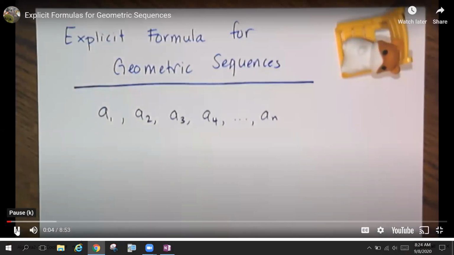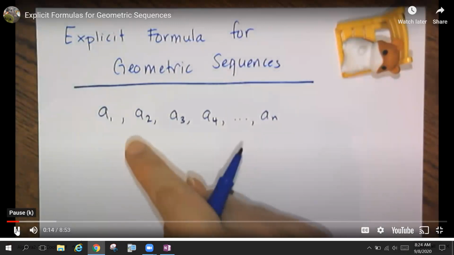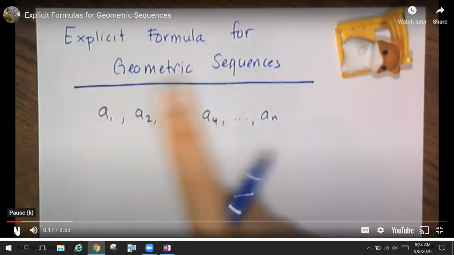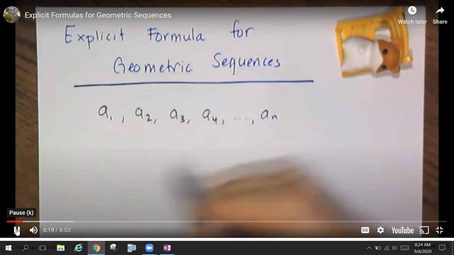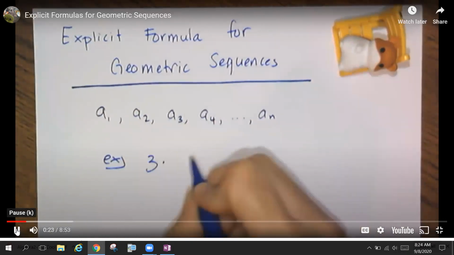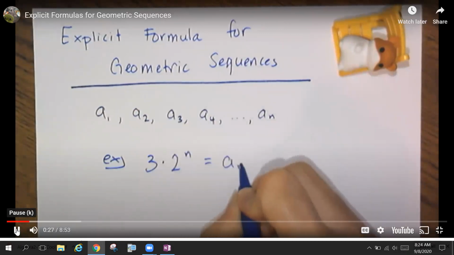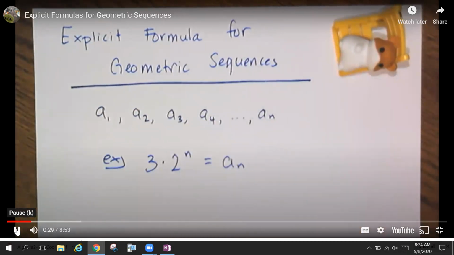So let's talk about explicit formulas for geometric sequences. An explicit formula is not a recursive formula. And remember, recursive formulas require previous values to find future values, but explicit formulas do not. So let me show you an example of one. 3 times 2 to the nth power equals a sub n is an example of an explicit formula.